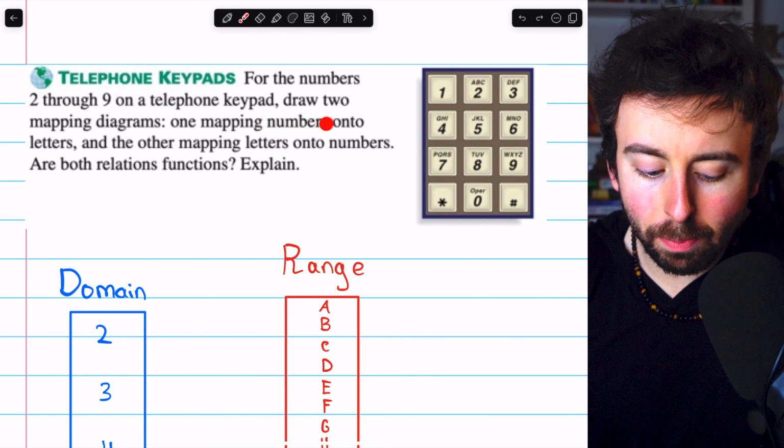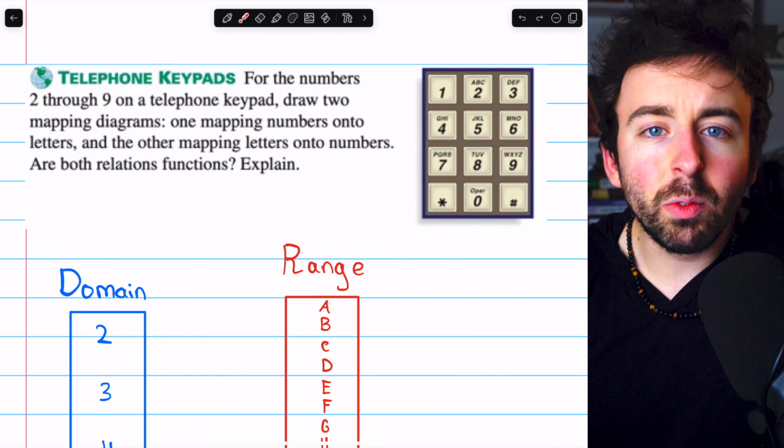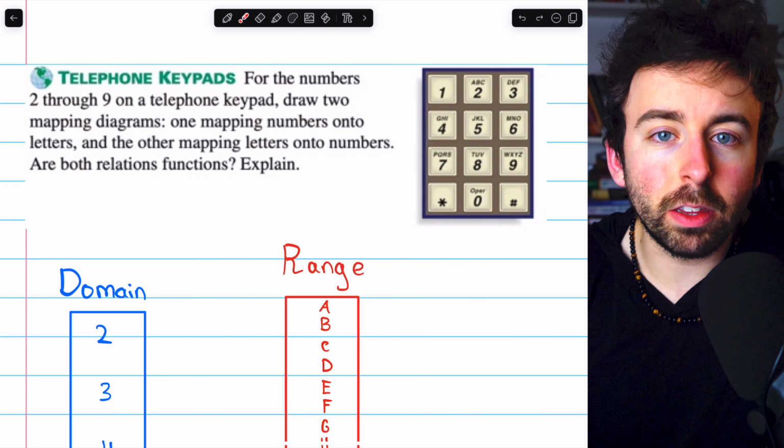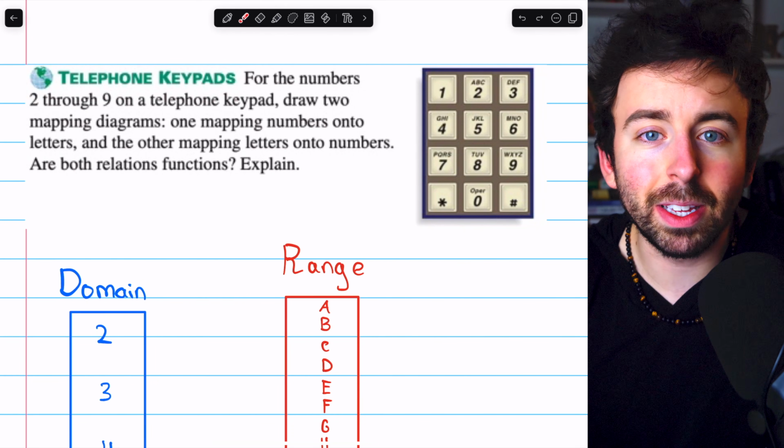One is mapping numbers onto letters, and the other's mapping letters onto numbers. And we want to see if both of these relations are functions. Maybe neither of them are functions, maybe only one of them is a function.